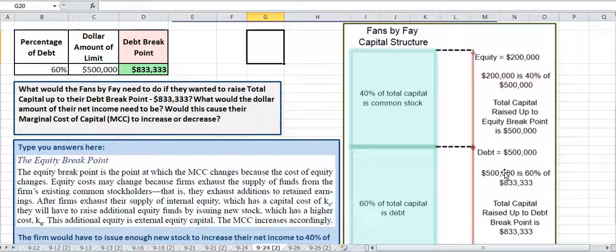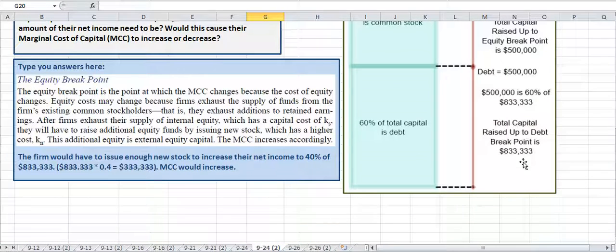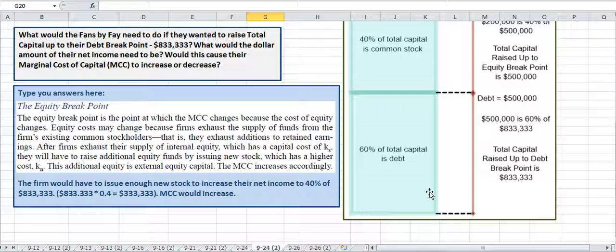So if we think about that, if the company needs more than $500,000 total in their capital structure, that's going to take them past their equity breakpoint. If they need more than $833,333 total capital raised, that's going to take them past their debt breakpoint, so their cost of debt will go up. Now, the question I'm asking you to answer here, and I've got the answer for you, so if you watch the video, then you have it easy.